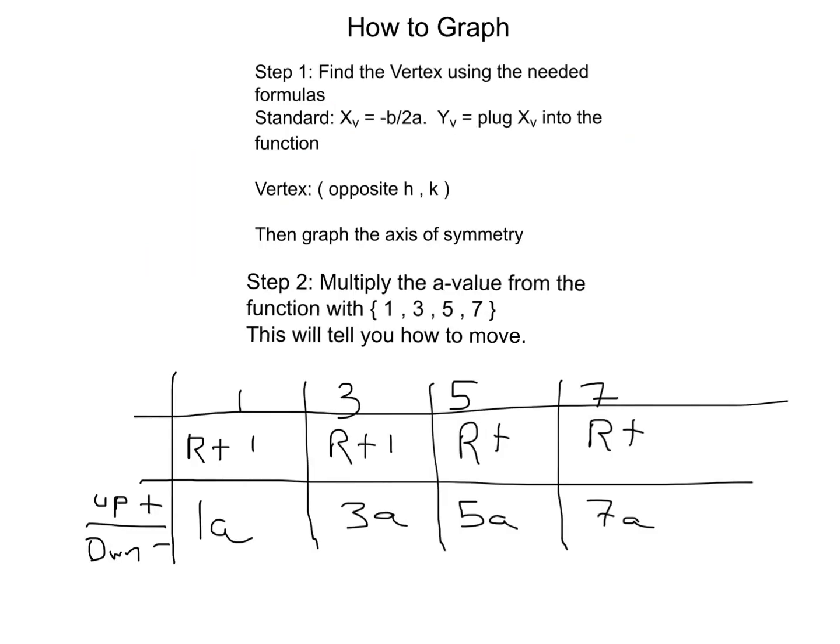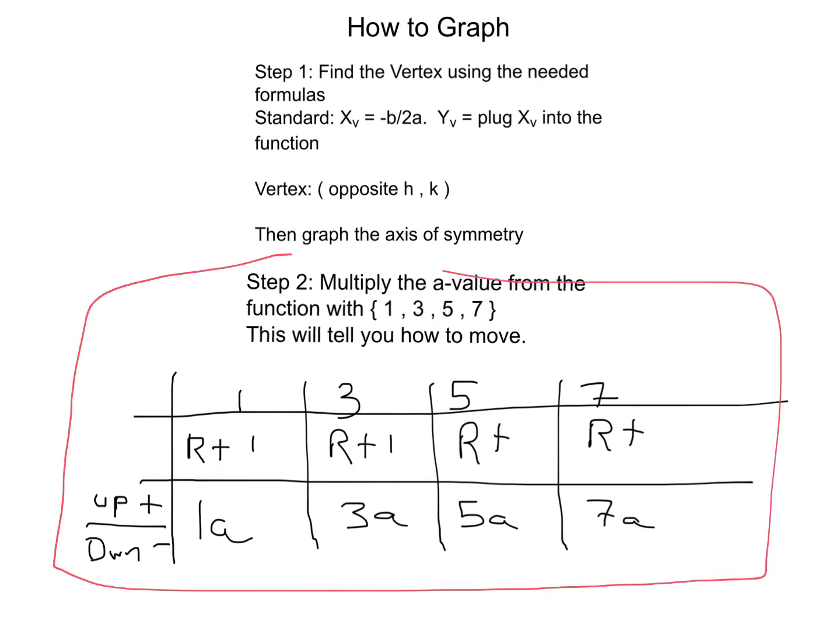Now, our next step, it gets a little fun, is we're going to take our a value and multiply it by 1, 3, 5, and 7. What this is going to do for us is tell us how this parabola moves. Automatically you're going to move right all the time. So it's going to be right 1, right 1, right 1, right 1. Oops, right 1. Forgot to write it in.